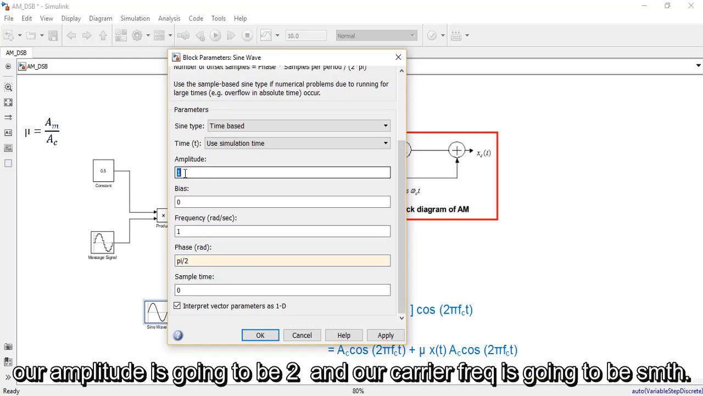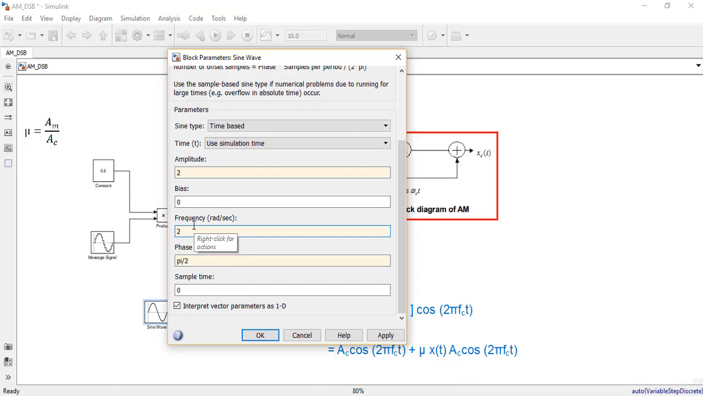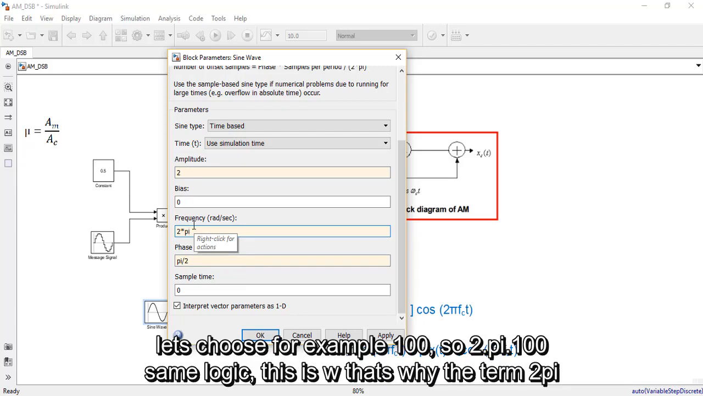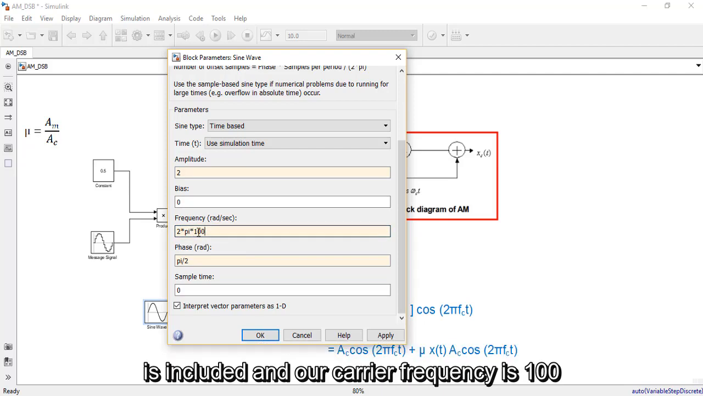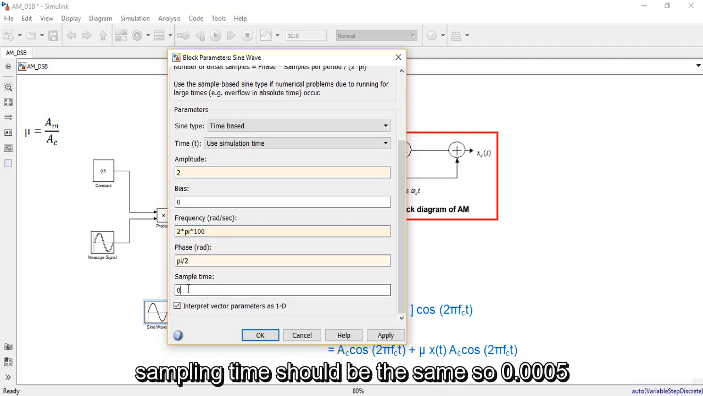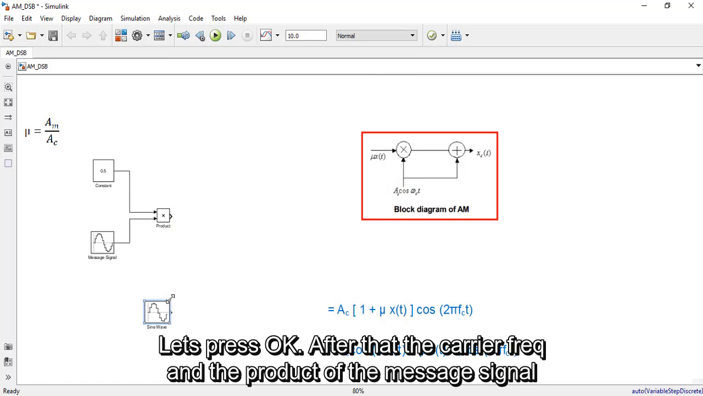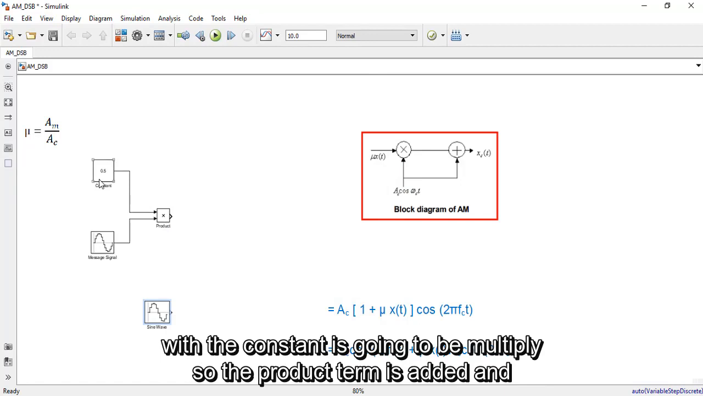Our amplitude is going to be 2, and our carrier frequency is going to be something higher than the message frequency, anything higher than 10. Let's choose, for example, 100. So 2 pi by 100, same logic, this is omega, so that's why the term 2 pi is included, and our carrier frequency is 100. Sampling time should be the same, so 0.0005, and let's press OK.